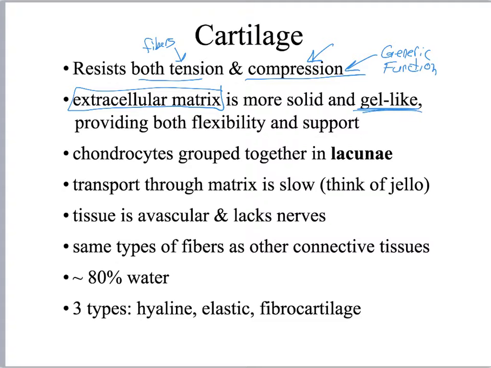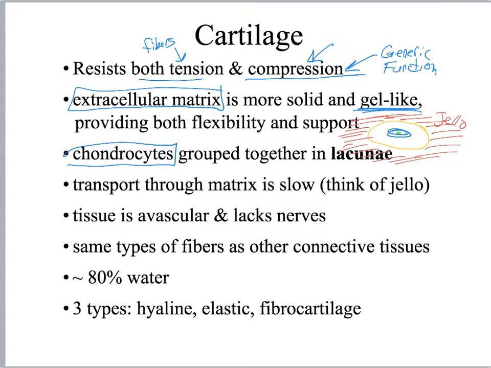Now we're gonna add a new type of cell. It's called a chondrocyte. So if this is my chondrocyte, and that's its nucleus right here, it's gonna live in a little cave that we call a lacuna. That looks kind of like an egg or an eyeball. And then it's gonna be surrounded by ground substance, which is a Jell-O-like consistency. These tissues are avascular and they don't have nerves.